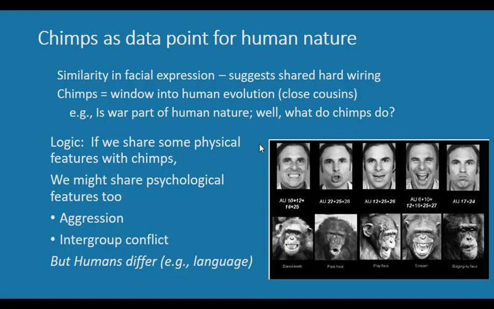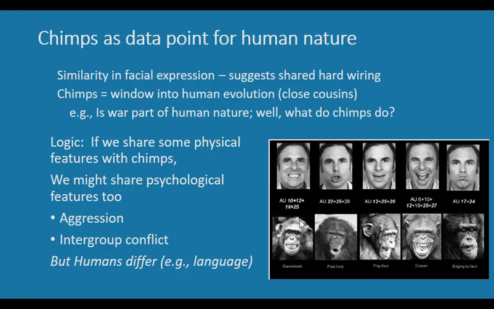Okay, so chimps provide a great data point for human nature. So it's a little bit similar to if you're trying to understand if something is nature or nurture, and you look at two identical twins that were reared apart. And if they have similarities, even though they were raised in different environments, it suggests there's something innate to their genes that was guiding that behavior. So it's a similar kind of logic where we share so much in common with chimps. It's about 98% of our DNA that we share in common.